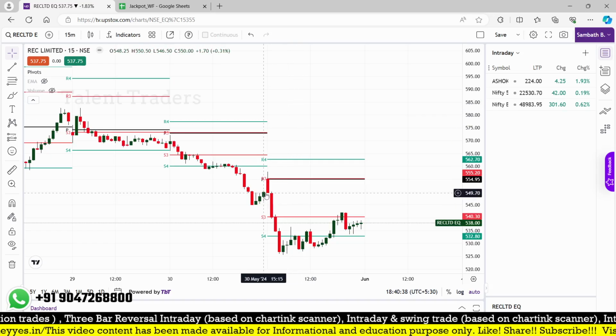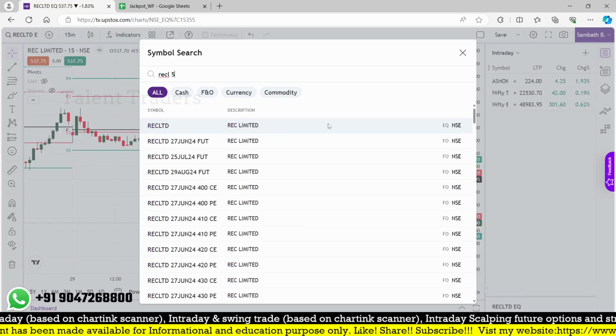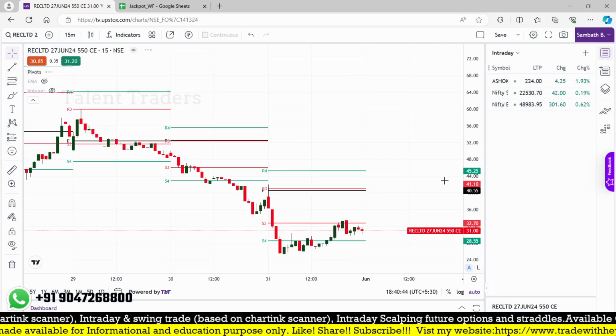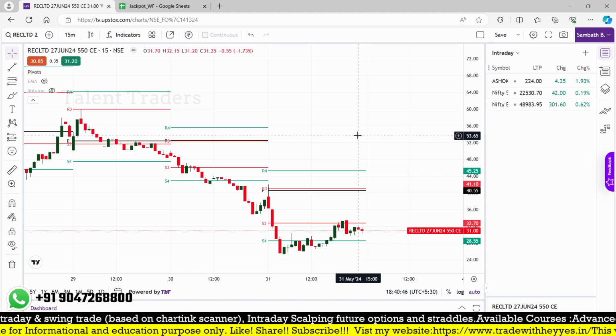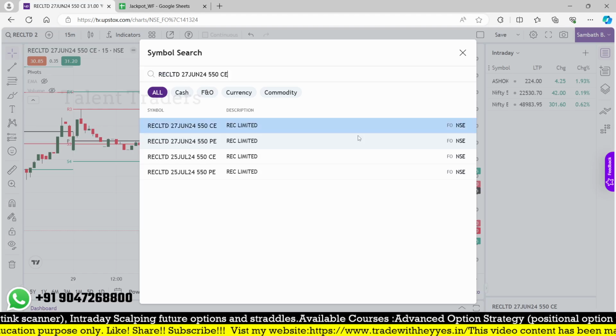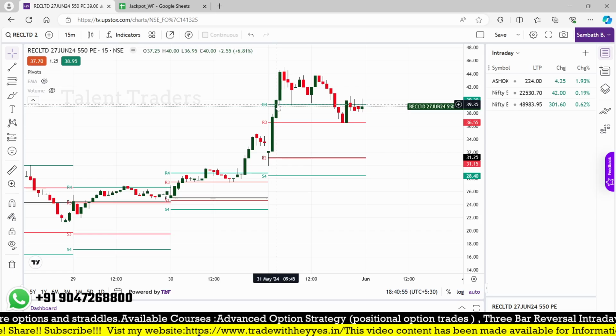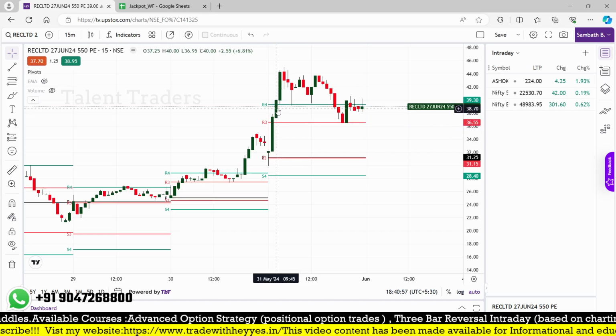So let me check if it is a strike price 550, REC 550 call option. Let us see if it gave the R4 breakout. It doesn't give you. Sorry, REC 550 put option. Yeah, there is the second candle itself, it gave the breakout. Sorry, 1, 2, 3, the third candle.